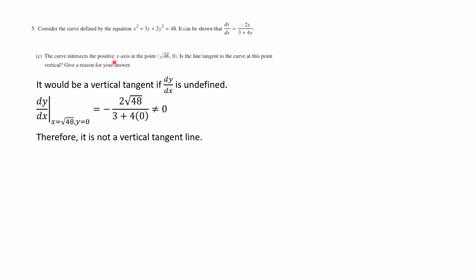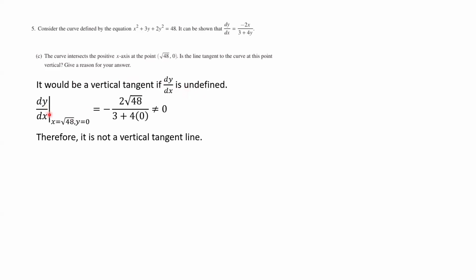The curve intersects the positive x-axis at the point (square root of 48, 0). It's interesting that this is not in simplified form, but I allowed it in the question, but whatever. Is the line tangent to the curve at this point vertical? Give a reason for your answer. So when there's a vertical tangent line, the slope is infinite, meaning dy/dx is undefined. So that's what I said here. It would be a vertical tangent if dy/dx is undefined, or you'd be dividing by 0, essentially.